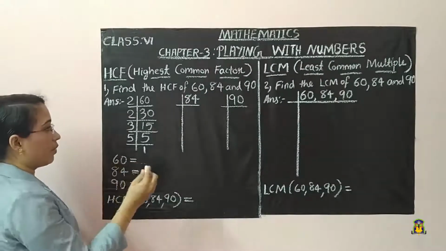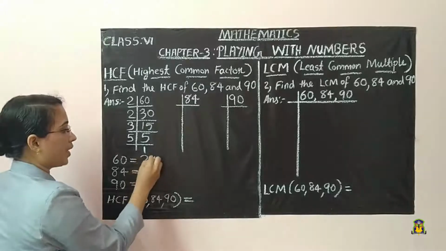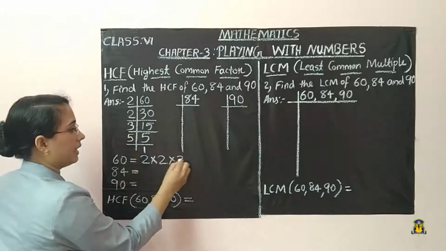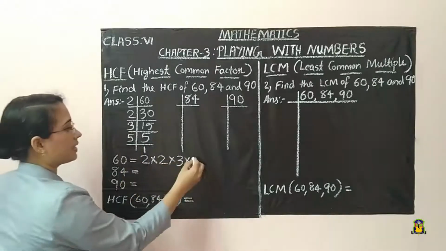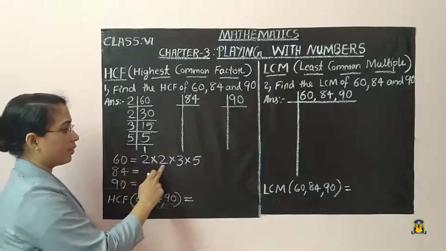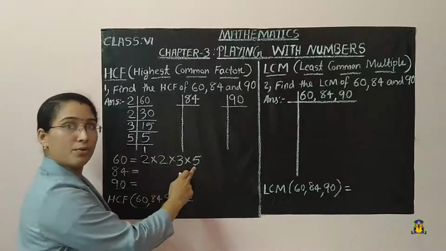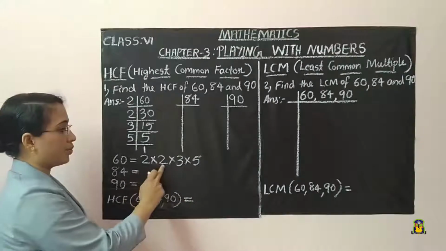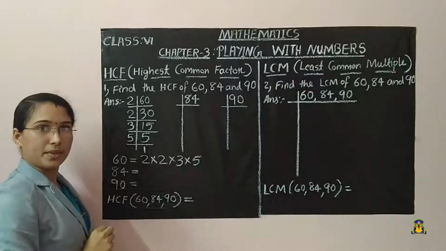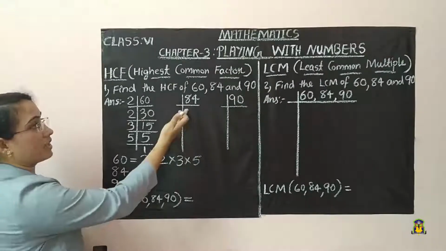Okay, so 60 equals 2 into 2 into 3 into 5. If you multiply 2 into 2 into 3 into 5, you will get the same answer. Okay, then next we can look at the same way.